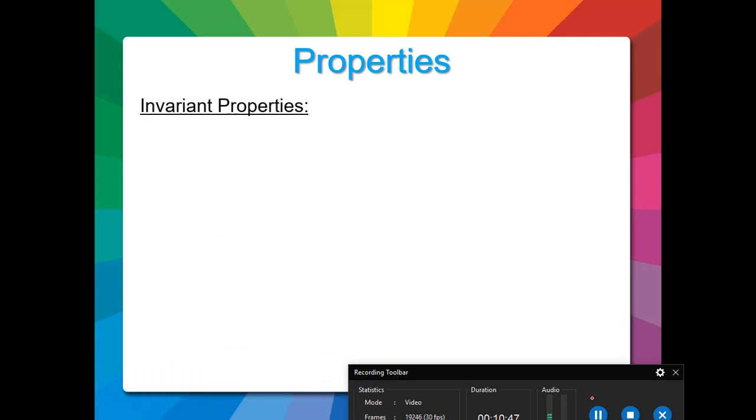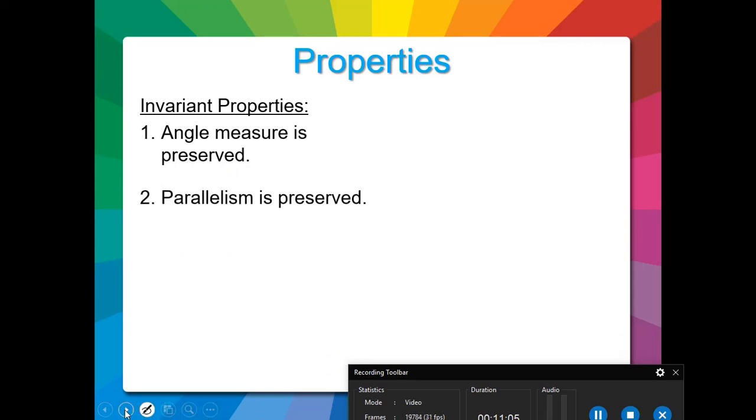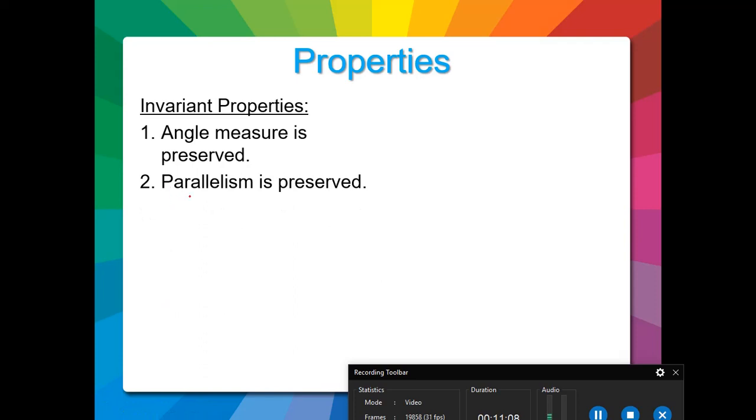Let's first talk about our invariant properties, things that didn't change when we dilate a figure. First of all, the angle measure is preserved. We know when we studied similarity that you can enlarge or reduce your figure, but corresponding angles will always be congruent. Any sides that were parallel on your original figure will continue to be parallel on your image, so parallelism is preserved. Any points that were collinear on the pre-image will continue to be collinear on the image.